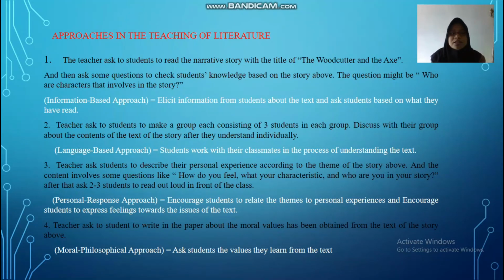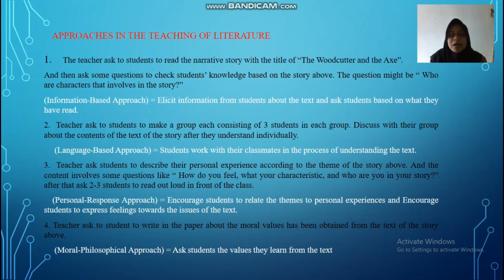And then number 2, the teacher asks students to form groups, each consisting of 3 students, and then discuss with their group the content of the text of the story after they understand it individually. This activity is included in the language-based approach because these activities allow students to work with their classmates in the process of understanding the text.